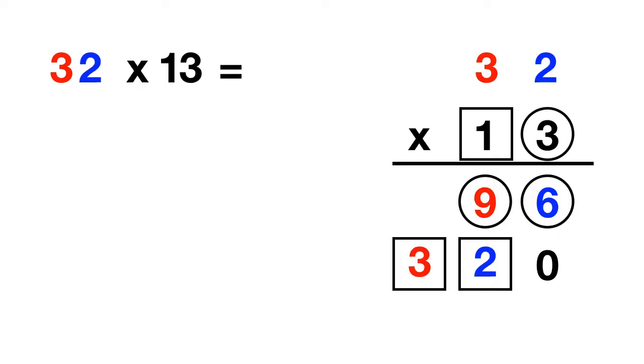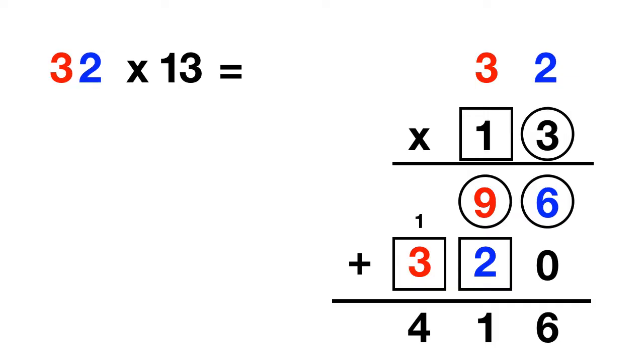Now that we've finished multiplying both the circles and the squares by both digits on top, all we need to do is add together these two rows. When you do that, 6 plus 0 is 6. 9 plus 2 is 11, which we'll regroup as 100 and 110. And then 1 plus 3 is 4. So 32 times 13 equals 416.